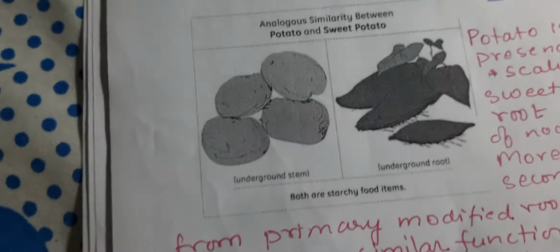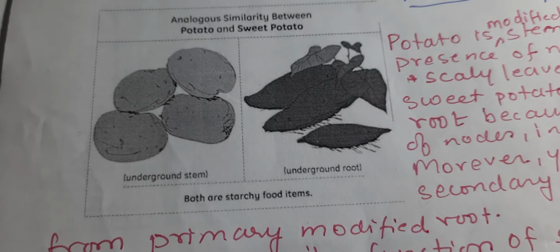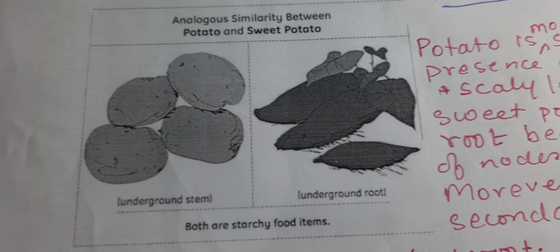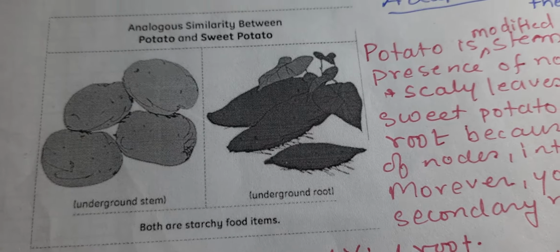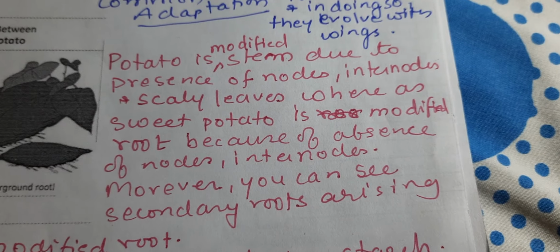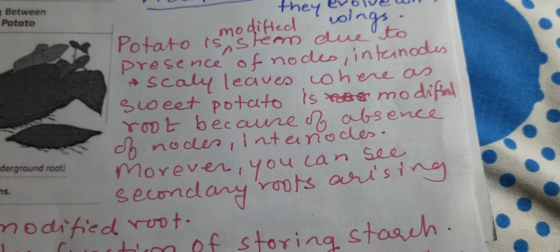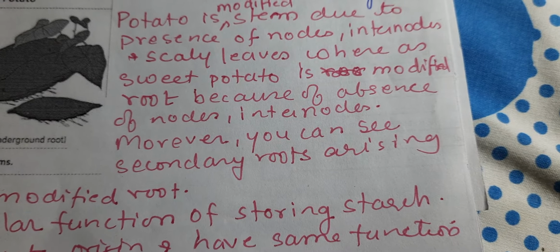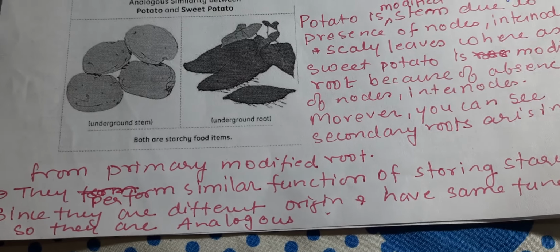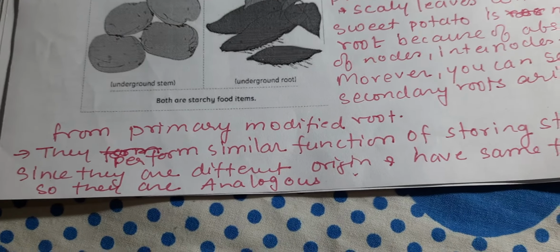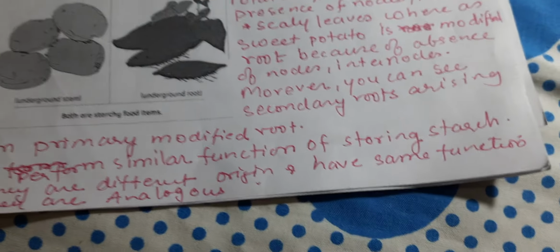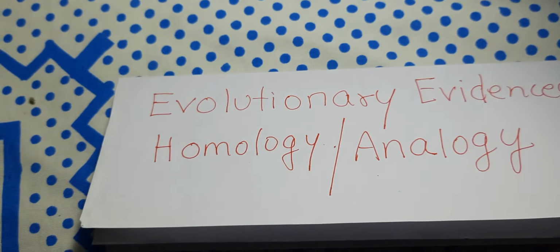Now let's consider some examples from the plant side. If you see the potato and sweet potato, the potato is an underground stem, whereas the sweet potato is an underground root. So potato is a modified stem due to the presence of nodes, internodes and scaly leaves, whereas sweet potato is a modified root because of the absence of all these structures, nodes and internodes. Moreover, you can see secondary roots arising from the primary modified root. So they perform a similar function of storing starch, and since they are different in origin and have the same function, they are analogous.